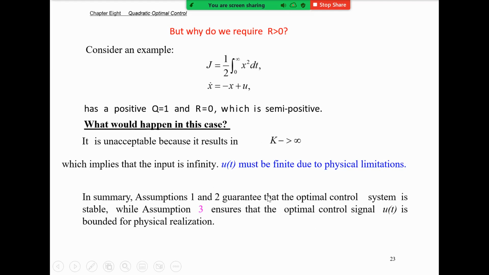So in summary, assumptions 1 and 2 guarantee that the optimal control system is stable, and assumption 3, that R is bigger than 0, ensures that the control input is bounded for physical implementation. Okay? Any questions so far about the assumptions?